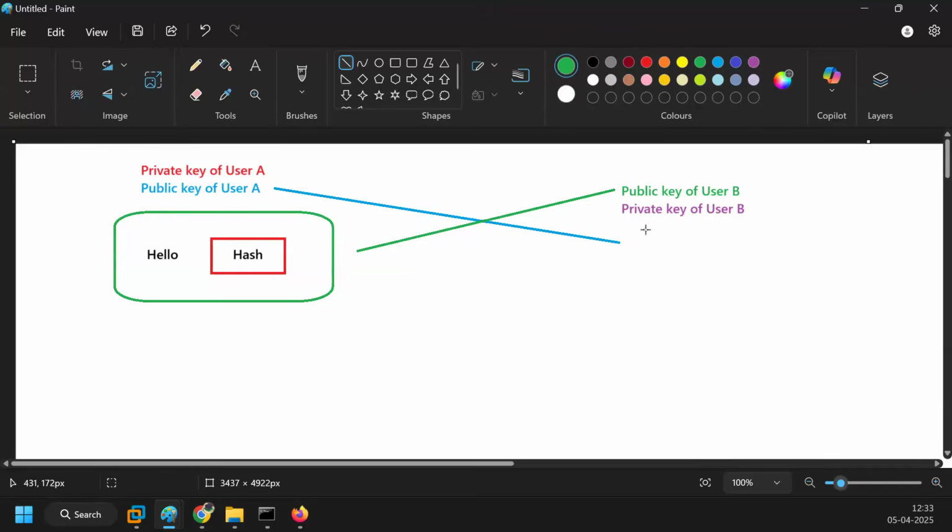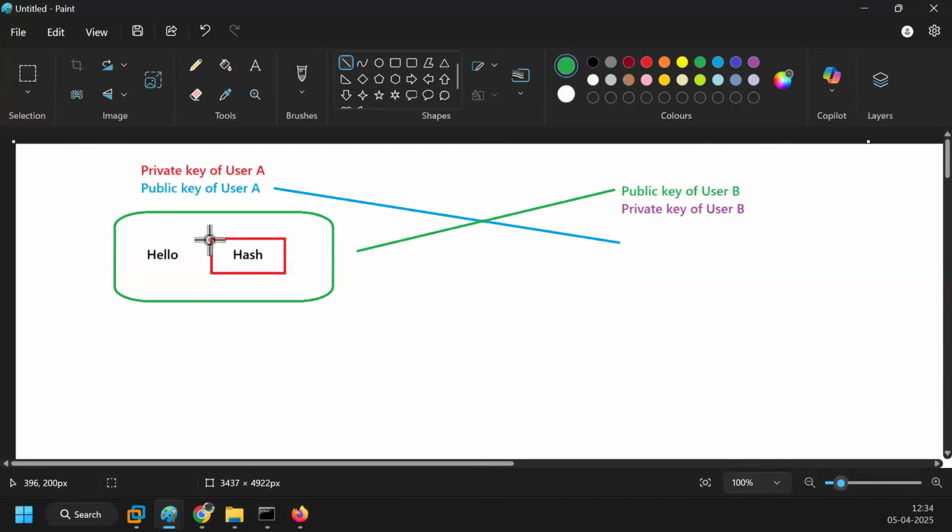Now, both the users will be having three keys: two keys of their own and the third key of the other party. Now, let's say user A wants to send a message like hello. After writing that hello message, he is going to calculate the hash of the hello message.